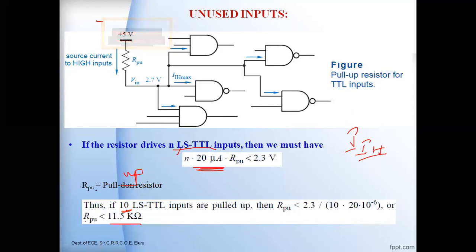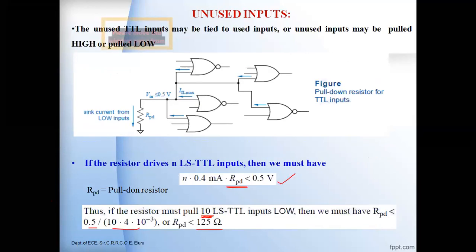But in the pull down case, you see here, the value is going down to the low values here. So there should be a trade-off, there should be a compromise. That will be done by the manufacturers, and they will give us the maximum rated currents, keeping in these values. So this is about the unused inputs. These are all the examples that we have considered.